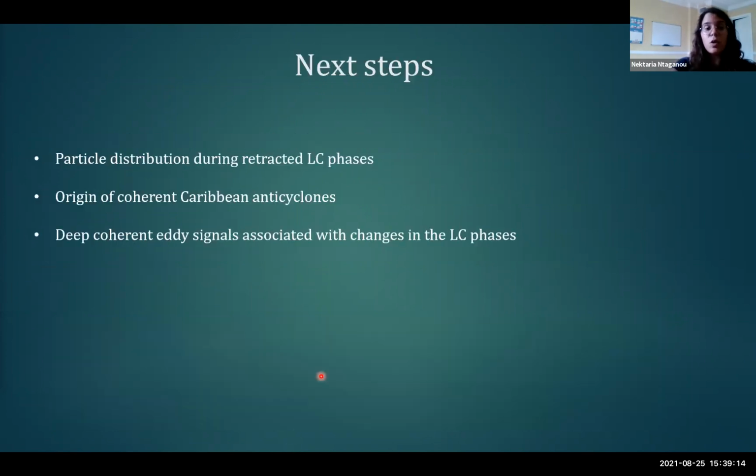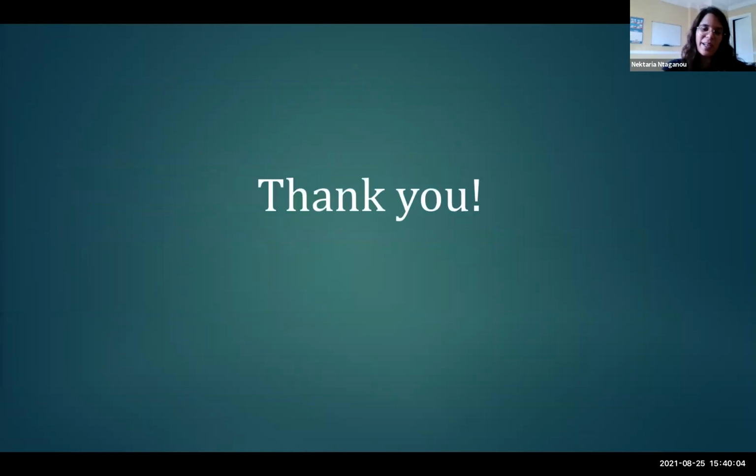For my next steps, I am planning on calculating the particle distribution during retracted LC phases to determine how particles that originate in coherent eddies in the Caribbean Sea are distributed in various anticyclonic features in the Gulf of Mexico. Other than that, I'm planning on looking into the origin of coherent Caribbean anticyclones, where exactly in the Caribbean they are formed, or the water mass they are formed from, as well as deep coherent eddy signals, again in the Caribbean Sea, that could be associated with changes in the loop current phases. And with that, I can take the questions that you might have.